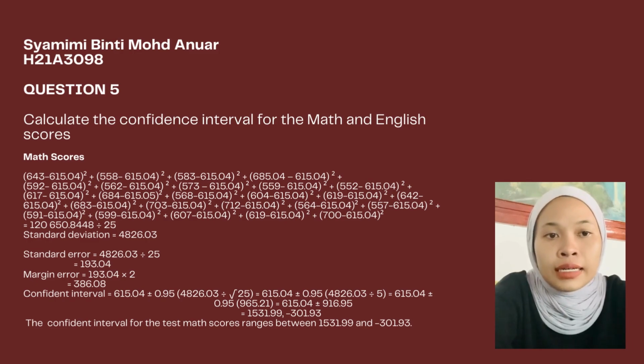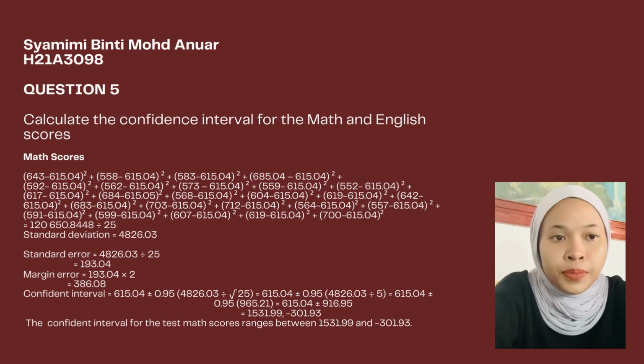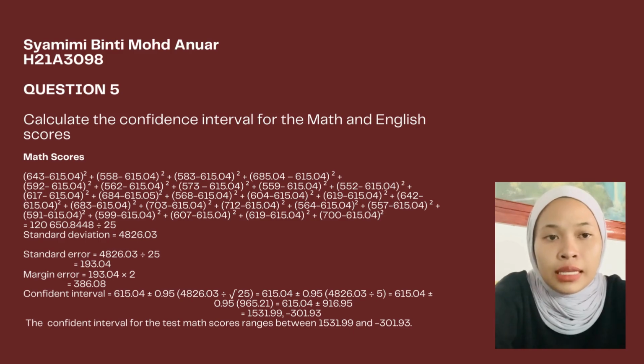The margin of error, 193.04 multiplied by 2. The answer is 386.08. The confidence interval, the answer is 153199 and negative 30193. The confidence interval for the test math score ranges between 153199 and negative 30193.